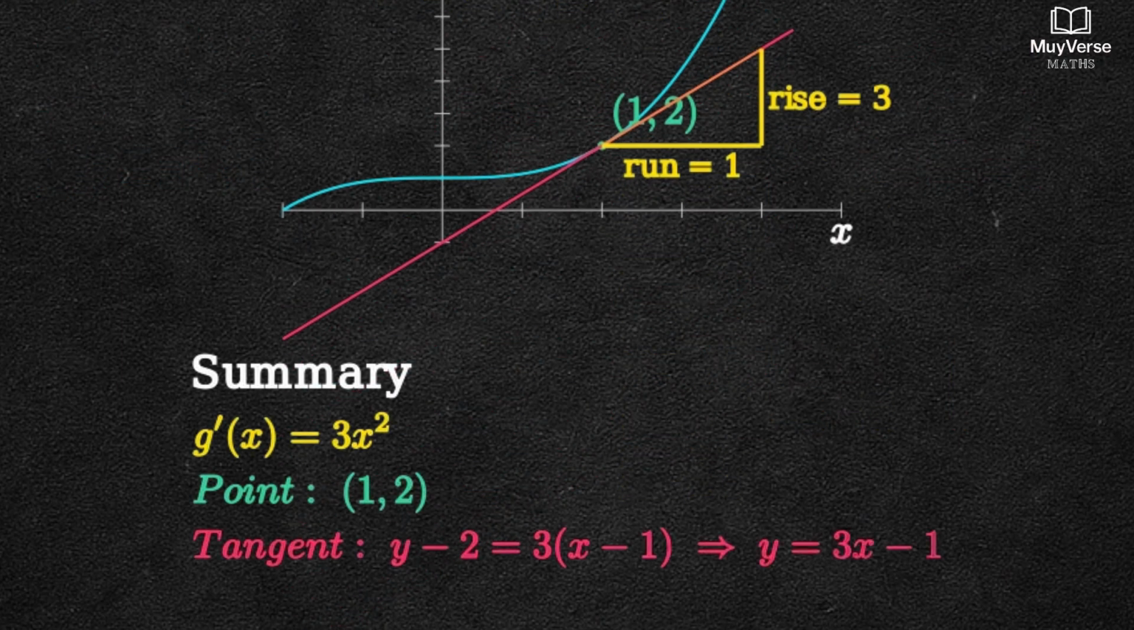Summary. The derivative g prime of x is 3x squared. At x equals 1, the slope is 3, and the point is (1, 2). Using point-slope form, the tangent line is y minus 2 equals 3 times (x minus 1).